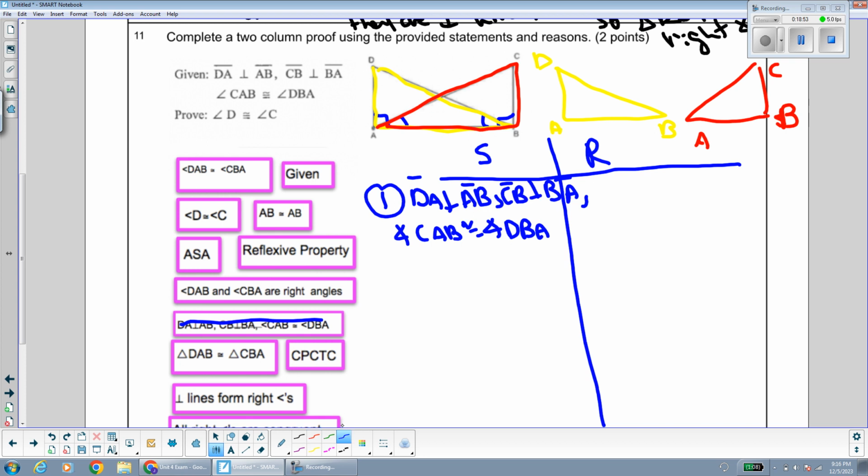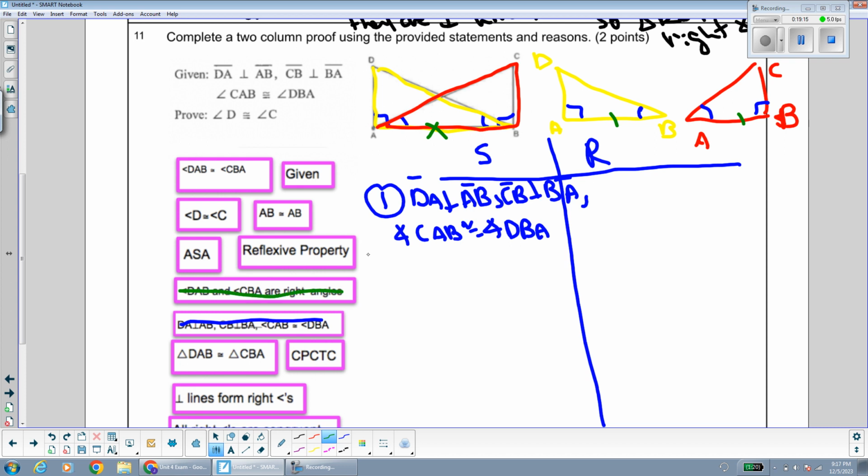Let me put the right angles. Let me put the other angles from the givens. So already we have a lot of information about the two triangles. We do also have a shared side between them, so that's going to need to get in my proof as well. First, let me start with the right angles so I don't forget them.